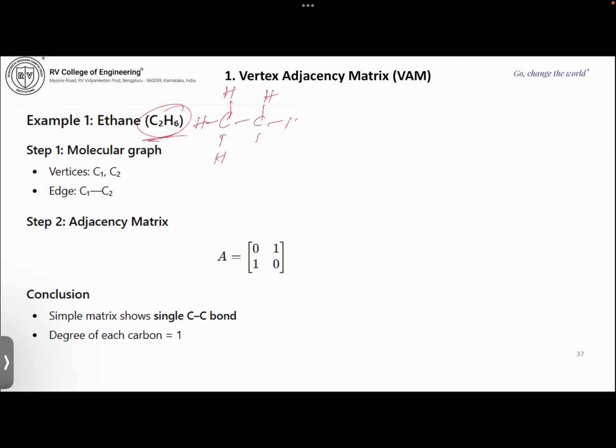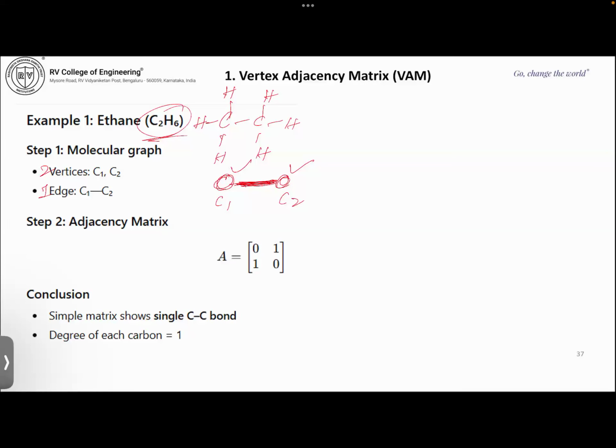This is the chemical structure of ethane, and this is the graph. This is C1 and this is C2. So this ethane has two vertices, C1 and C2. This is one vertex and this is another vertex. The edge is only C1, C2. This has only one edge. This has two vertices and one edge.